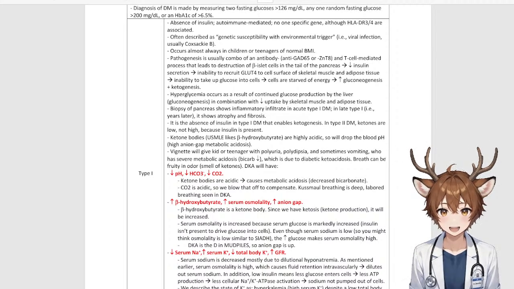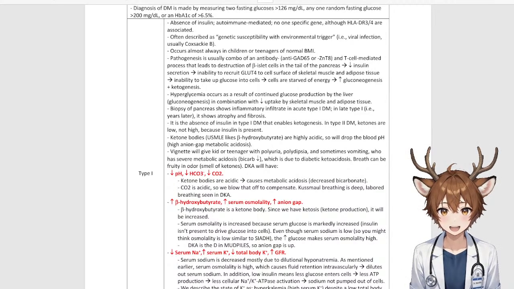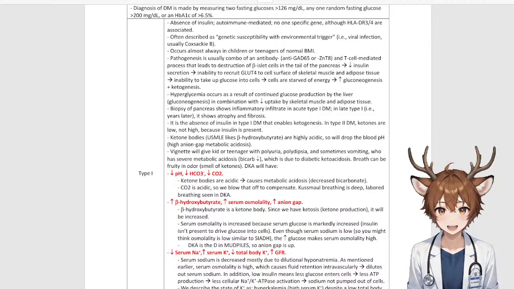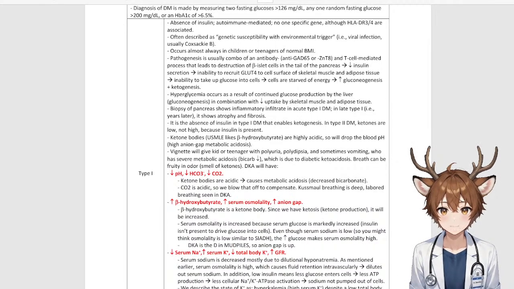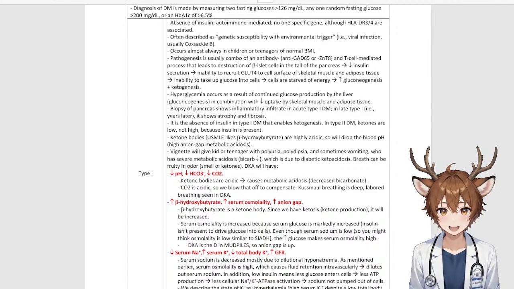Diabetic ketoacidosis, or DKA, will have low pH, low bicarb, low CO2. Ketone bodies are acidic, causing a metabolic acidosis with decreased bicarbonate. CO2 is acidic, so we blow it off to compensate. Kussmaul breathing is deep, labored breathing seen in diabetic ketoacidosis.